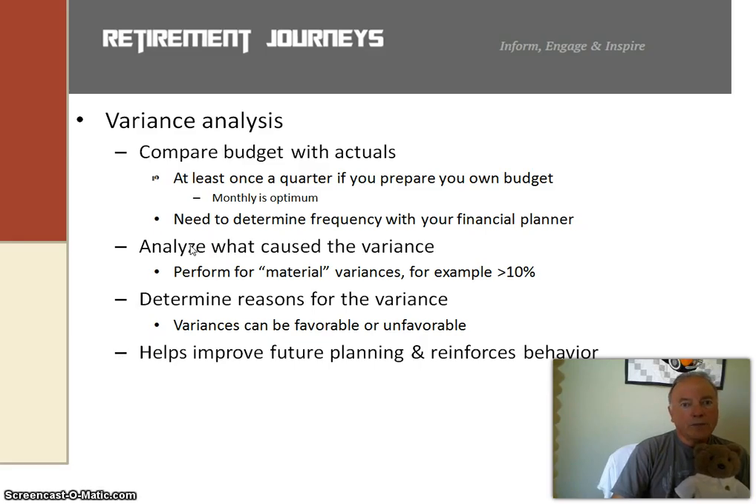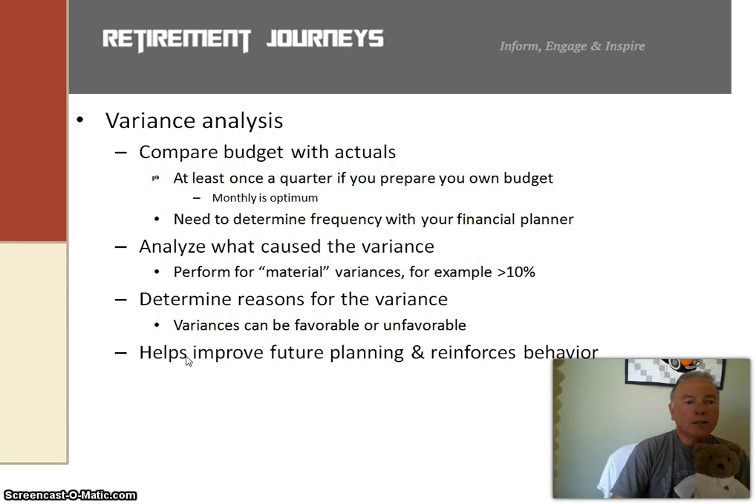And you may not want to look at every single variance. You perhaps want to set a threshold that if the variance is greater than 10%, for example, then it's worth looking into. And you want to break down why the variance occurred. And variances can be favorable, i.e., you did something good, did something right, or they can be unfavorable, where the planning wasn't well done, or the expenses exceeded what your plan was for reasons that were under your control. And also, it helps to improve your future planning, and it reinforces positive behavior.